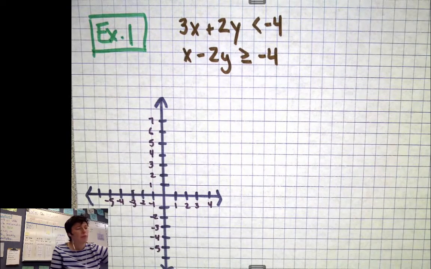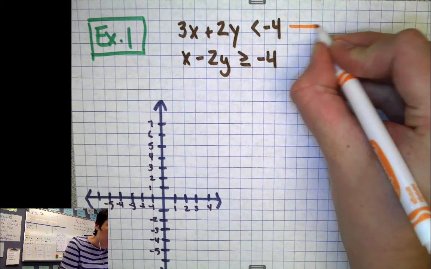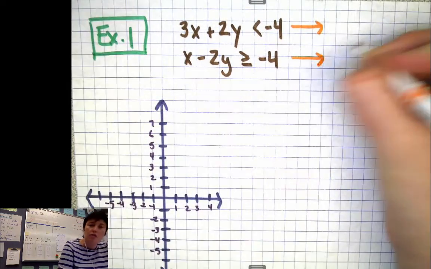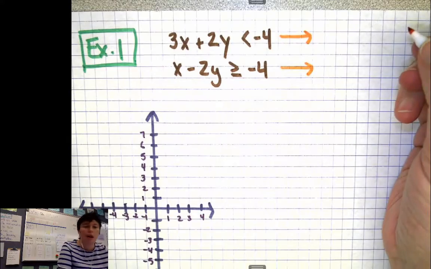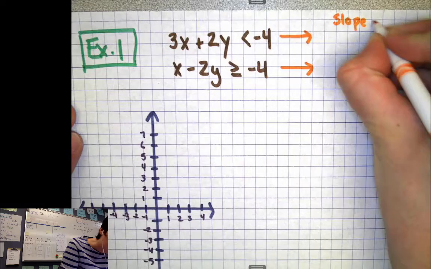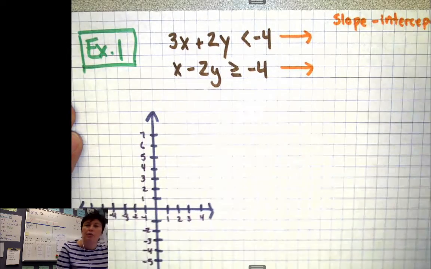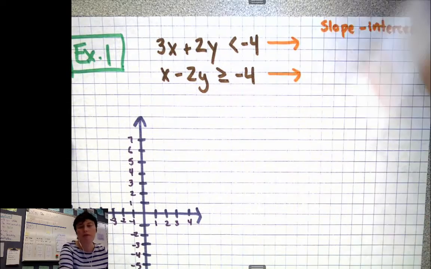What I'm going to do is try to organize my work and make this make some sense. First off, I don't like standard form. I'm going to fix both equations. This is my game plan. I'm going to rewrite these equations into y equals mx plus b. I want slope intercept form. That's the form that I actually want. I'd rather have it in slope intercept form.